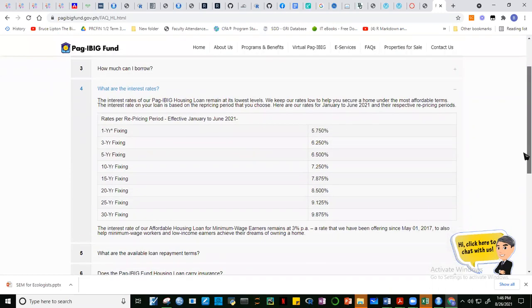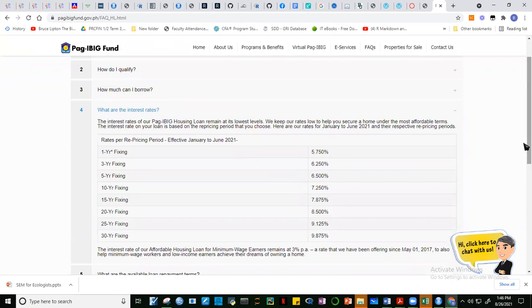Ito sinasabi dito, number 4, what are the interest rates? Ang current rates ngayon, pag 1 year, 5.75%, pag 30 years, 9.875%. Now this is very consistent with the concept of risk and return principle. Kasi pag mas malaki yung term ng loan, mas malaki yung chance na hindi makakabayad. That means the lender, in this case Pag-IBIG, assumes a greater amount of risk. And sabi natin, the higher the assumed risk, the greater should be the required return.